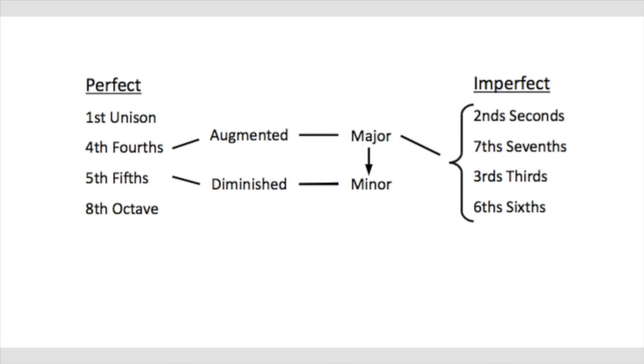Perfect intervals become augmented when enlarged by a half step and become diminished when reduced by a half step. Imperfect intervals become augmented when enlarged by a half step and become minor when reduced by a half step. Minor intervals become major when enlarged by a half step and become diminished when reduced by a half step.